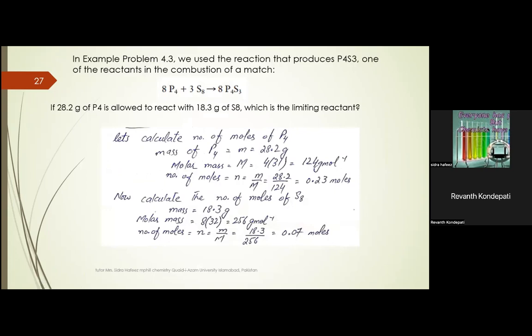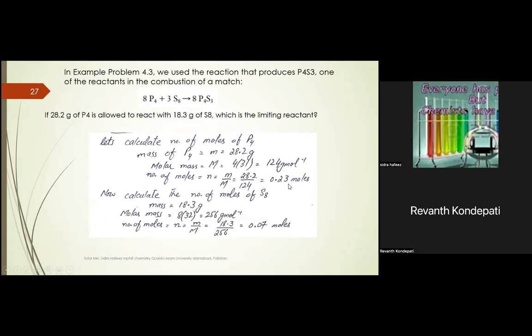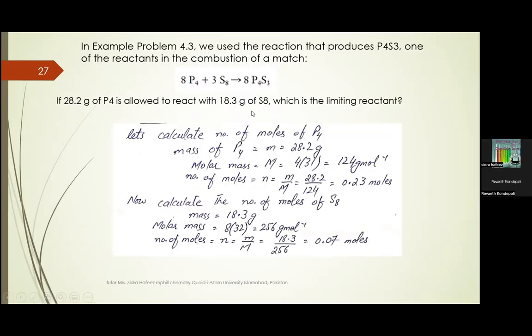Now another problem. We use a reaction that produces P4S3, one of the reactants in the combustion of a match. So here let us calculate the number of moles of P4. Here you can see that this is the given amount of phosphorus. From this mass, you will calculate the number of moles. How? First, you have to calculate the molar mass. Atomic mass of phosphorus is 31, as it is P4, so multiply it by 4, you will get 124 gram per mole. Mass divided by molar mass, 28.2 divided by 124, you will get 0.23 moles. Now, we will calculate the number of moles of sulfur S8, 18.3 gram of S8.